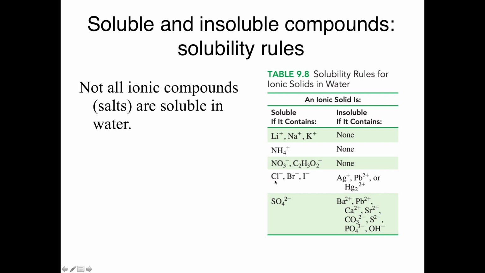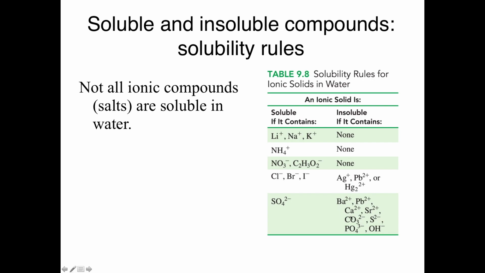This next one, chlorine, bromine, and iodine, will also be dissolved in water, but it has exceptions. If it is paired with silver, lead, or mercury, it will not be dissolved in water. It is not soluble in water. But if it's paired with anything else, any other metal, it will be soluble in water. Okay. And then if you are sulfate, this anion, you will be soluble in water, except when you pair it up with barium, lead, calcium, or strontium. These are the exceptions.